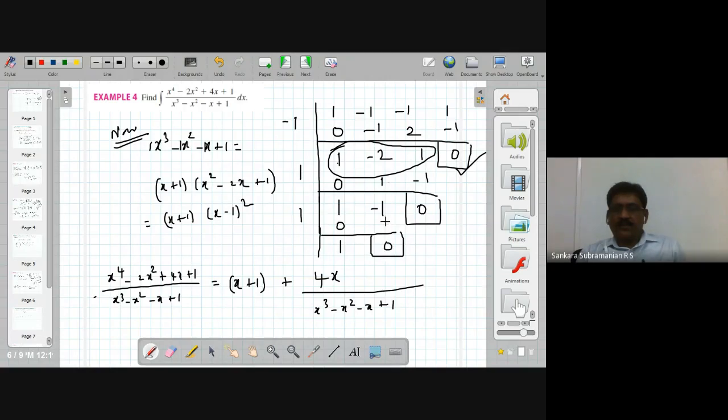So 1 into 1 is 1, of course correct. 1 minus 1 plus 1 is 0. So therefore I got x is equal to -1, x is equal to 1, x is equal to 1. All these are obtained as roots. So therefore x+1 is a factor, x minus 1 is a factor, x minus 1 is a factor. So therefore I can write this as x+1 into x minus 1 whole square.